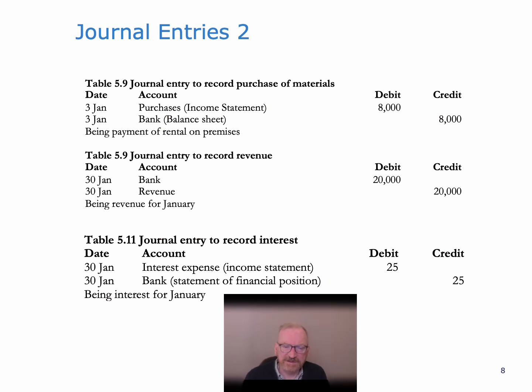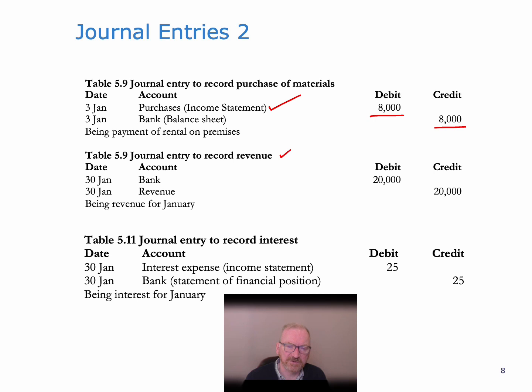So the purchases of materials were 8,000. This again is an expense. It's going to be debited to the income statement, 8,000, and the bank account is credited with 8,000 because we immediately paid for those purchases.